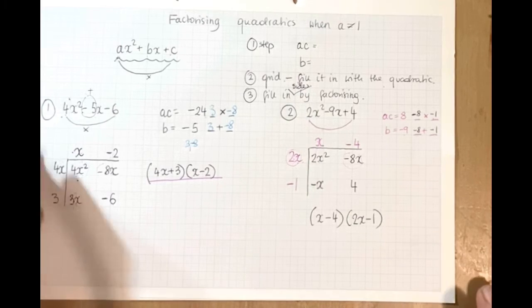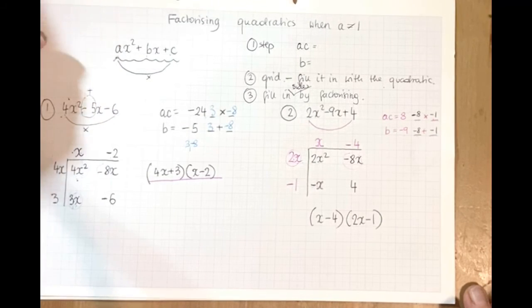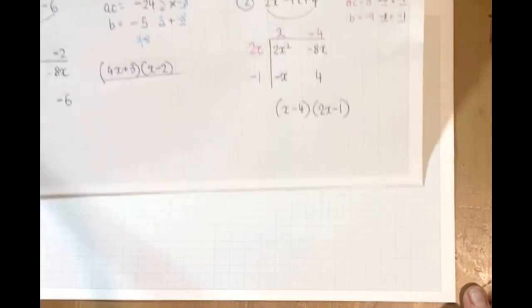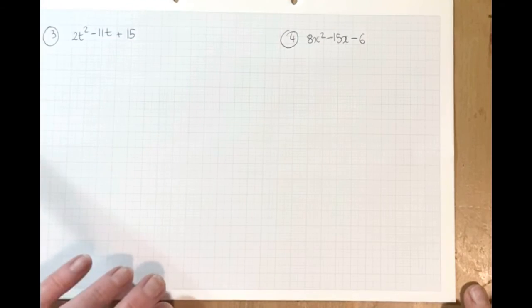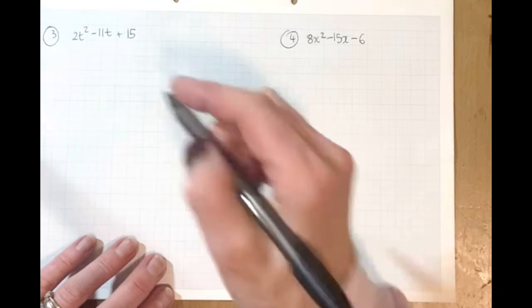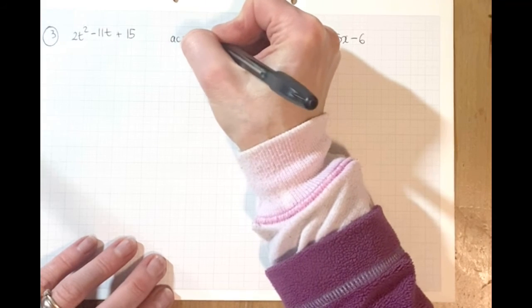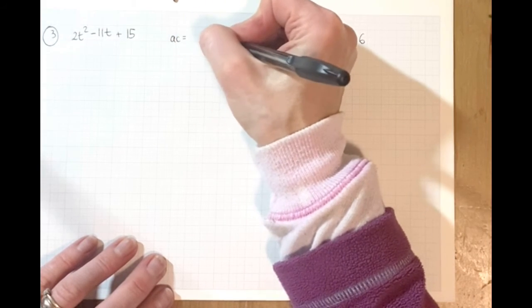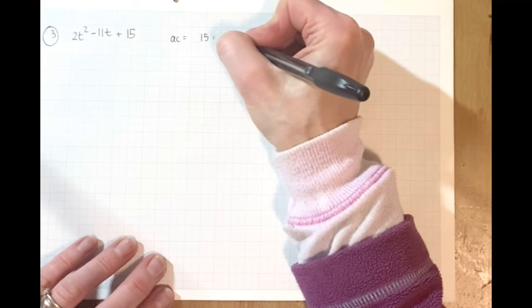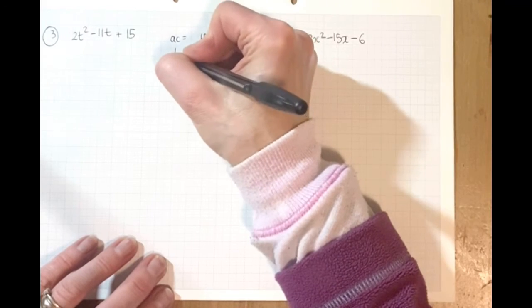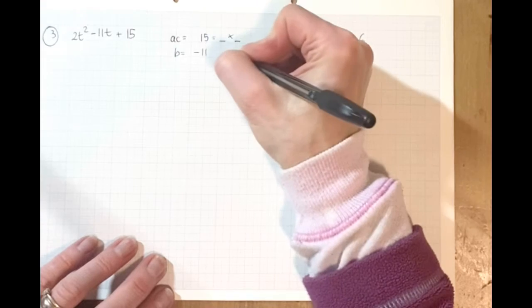Okay, I'll do 2 more examples and hopefully you'll be able to have a go yourselves. So let's have a look at example 3. The first thing we do is AC. That will give me 15. Sorry, it's spaced out, I don't know why. And then B is -11.